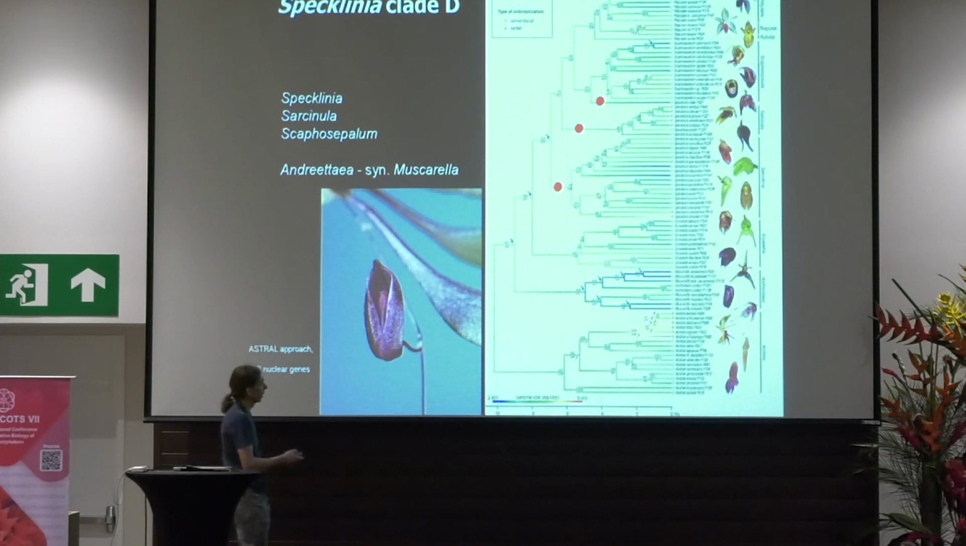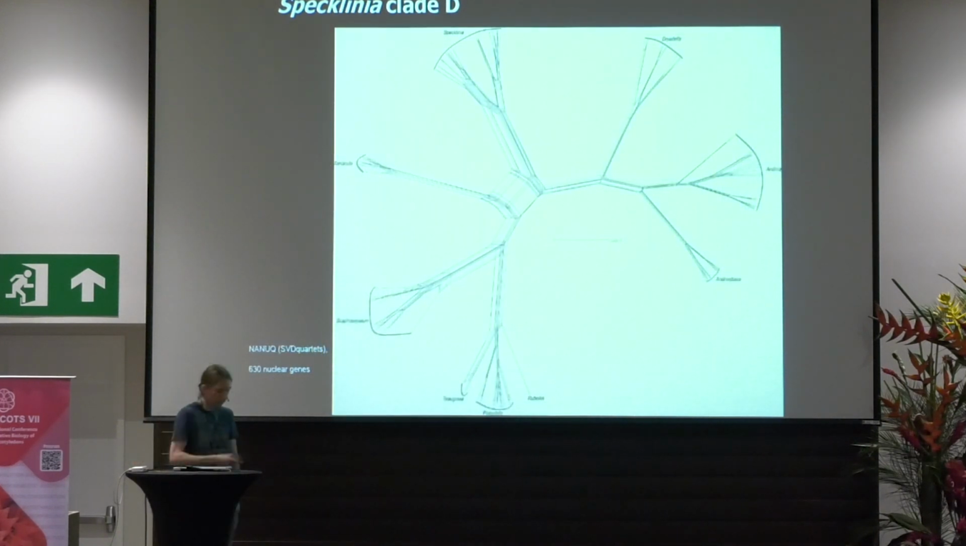This is from Astral, and in this case, where we are working with just one clade, this is based on 630 nuclear genes. So it is a little bit better data set. And we did a lot of analysis, which I will skip for now. I can just show these SVD quartets results, and you can see that the main clades are quite nicely separated. It seems to be resolved. There is some issue in Sarcinula, which is somehow connected with Speclinia, maybe some ancient hybridization or something.